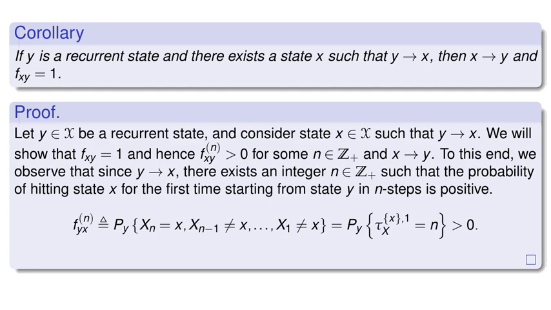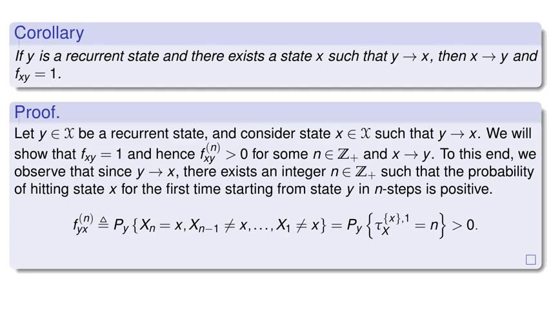Let's prove this. Let x in script X be a recurrent state and consider a state y in script X such that y is accessible from x. We aim to show that f_xy equals 1, which would imply that f_xy^n is greater than 0 for some non-negative integer n, and thus x is accessible from y.